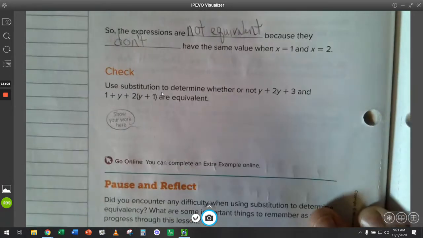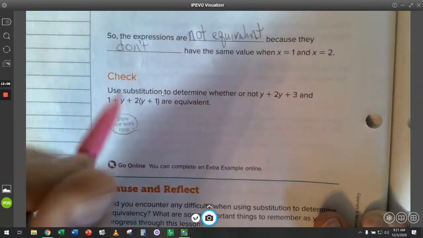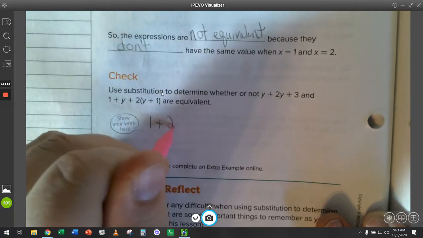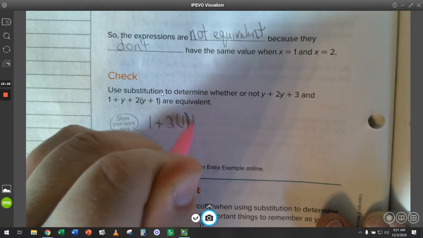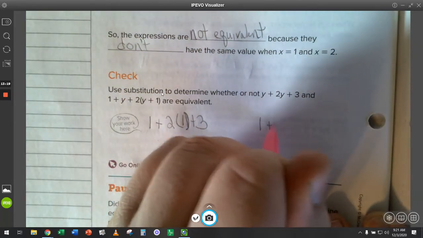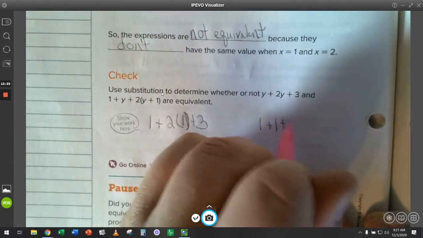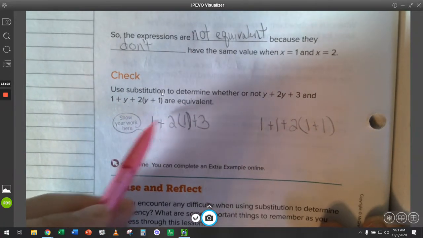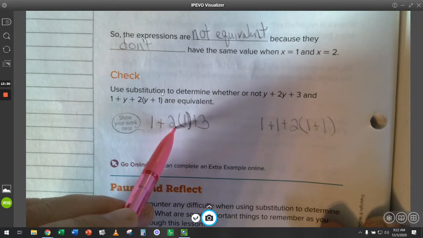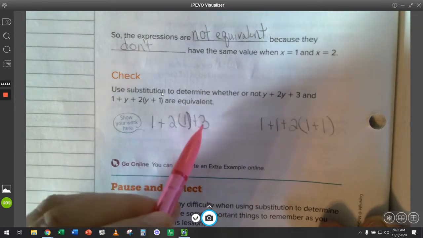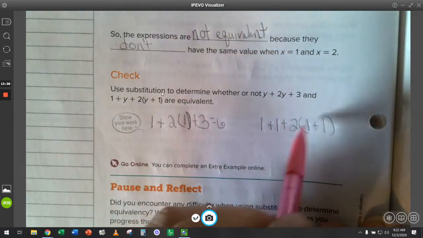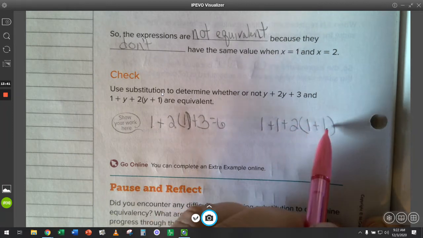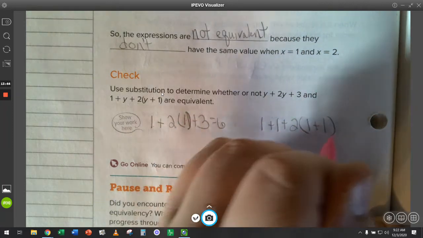So let's try that here. Let's try this with y equaling 1. So if we did that here, we would have 1 plus 2 times 1 plus 3. We'd have 1 plus 1 plus 2 times 1 plus 1. Okay, so if we were to solve this, 2 times 1 is 2, plus 1 is 3, plus 3 is 6. 2 times 1 is 2, plus 2 times 1 is 2, plus 2 times 1 is 2, so this is 4, 5, 6. This equals 6.